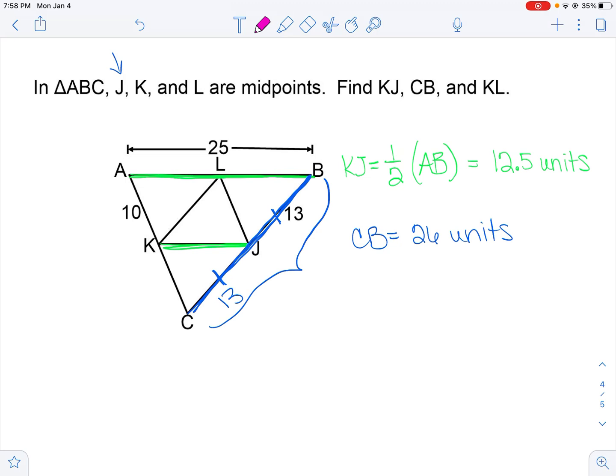Let's find KL. Here's KL. What I know about KL is that it is half of its non-intersected base. Here's the non-intersected base, and that base is 26. So KL must also be 13 units.